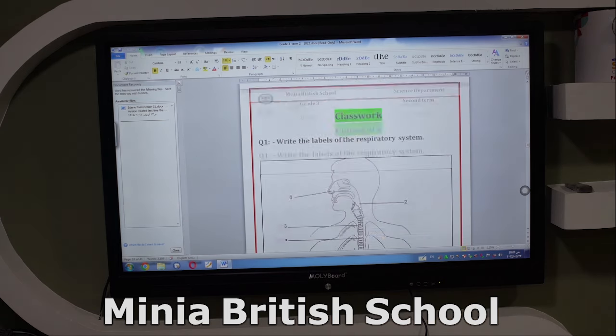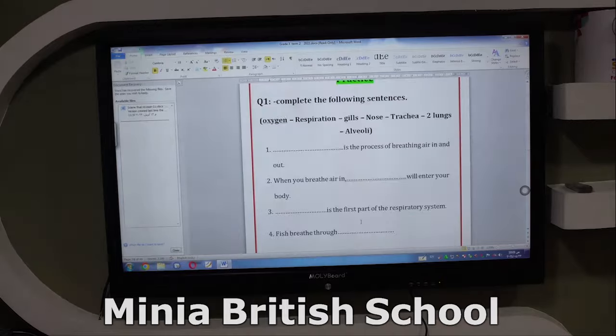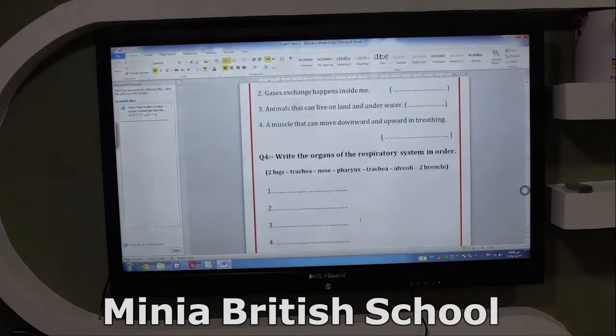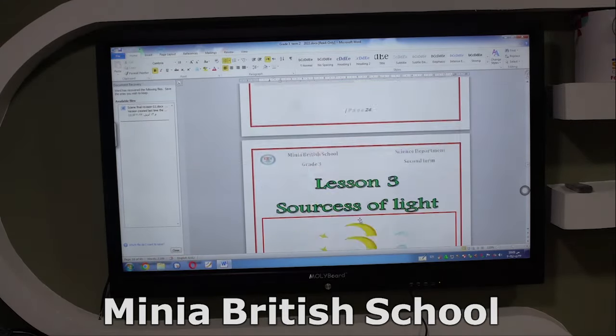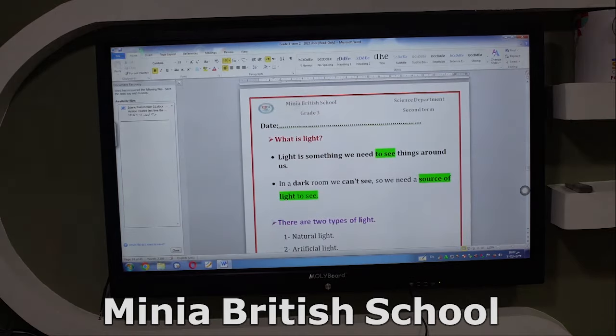Let's move to the next lesson, which is talking about light and its sources. Of course, all of us know what light is. Light is something we need to see things around us. If you want to see anything, you need light. Without light, we cannot see anything.